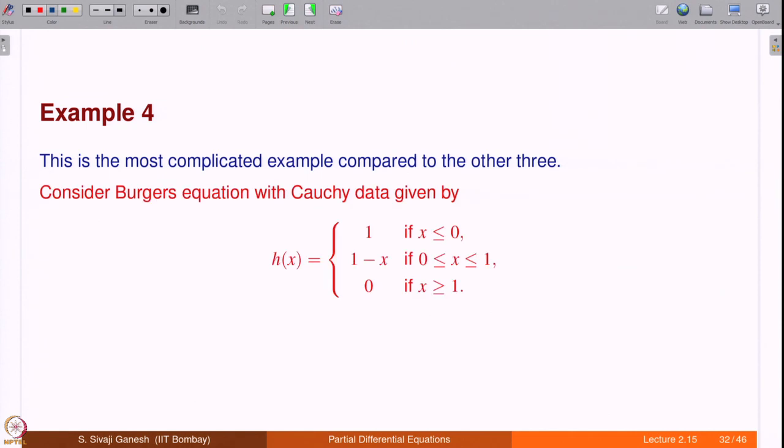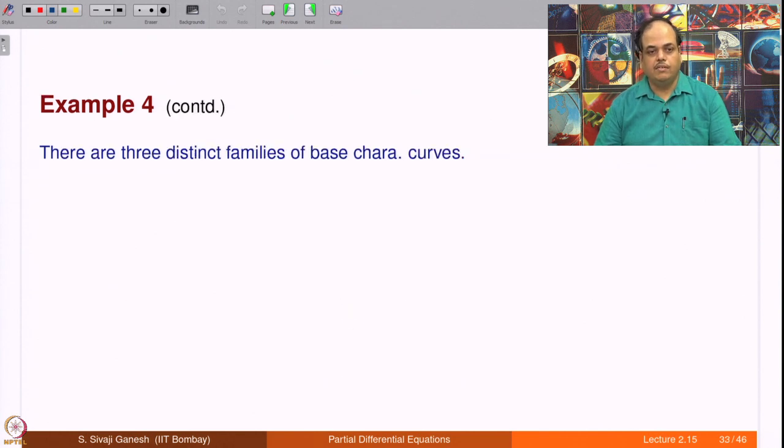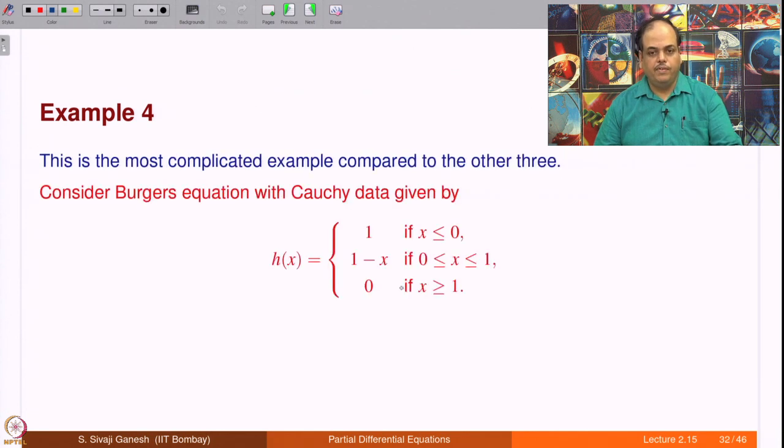Now, this is the most complicated example. Why? Because it is mixing all three things: 1, 1 minus x and 0. So, it is piecewise constant and in between linear, and we will see what is going to happen. There are three distinct families of base characteristic curves depending on s. Earlier we had only s less than 0 and s greater than 0. Now, what will we have? We will have s less than or equal to 0 as one case, between 0 and 1, and bigger than or equal to 1.